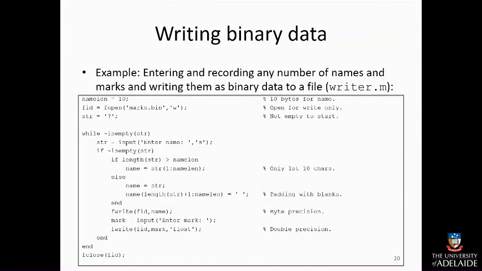So first of all, we have defined a variable which is name length, and we have set this variable equal to 10. And this means that we have assigned 10 bytes for the name, okay? Then we have defined the file identifier, which is the name of the file, and for binary files, we have the name like this with .bin. For text files, we have .txt files, okay? And then we open this file identifier in the write mode.